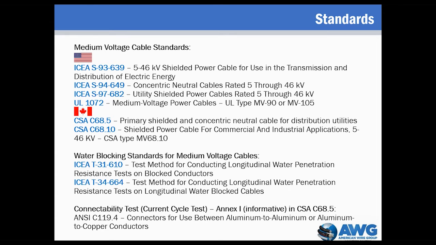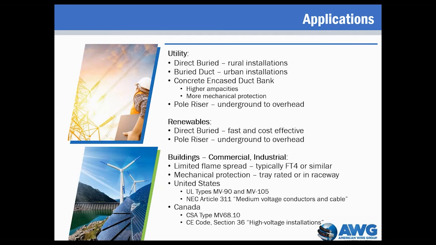In Canada, there are two Canadian Standards Association, or CSA, standards for medium voltage cables covering utility and building wire applications falling under the Canadian Electrical Code, or CE code. There are two ICEA standards for water blocked conductors and cables. CSA C68.5 also mentions an optional connectability test for water blocked stranded conductors, which is the current cycle test from ANSI C119.4.